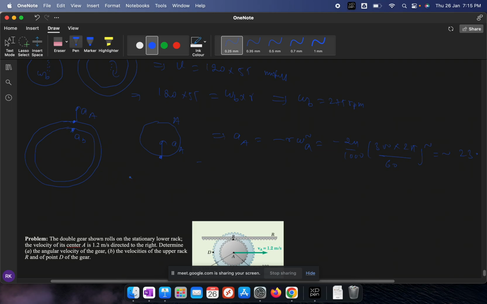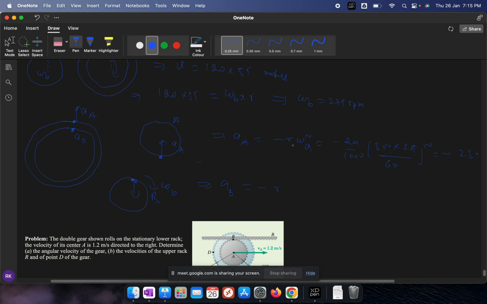Okay, so you have to draw the wheel B. What will be the acceleration of this point for wheel B? That acceleration will be exactly the same as for this point. Suppose this wheel is rotated by omega b. So what will be the acceleration for point B? That is nothing but a b. And again there is no tangential acceleration.